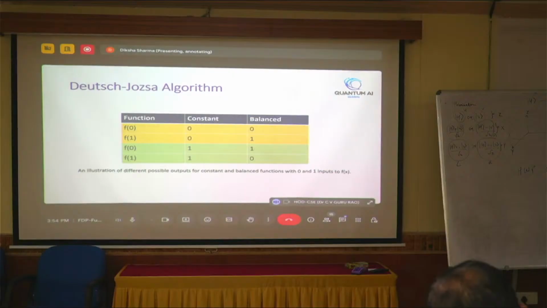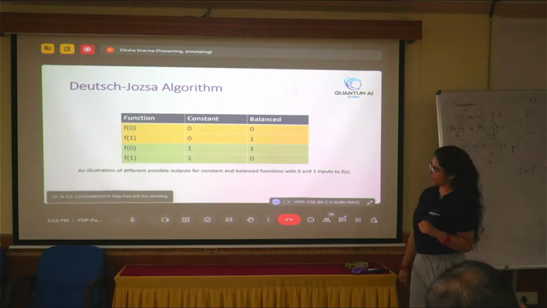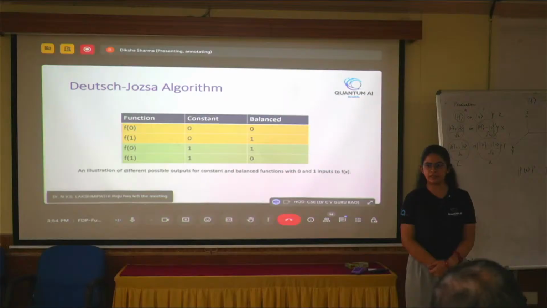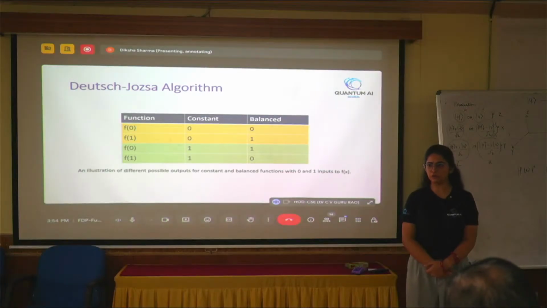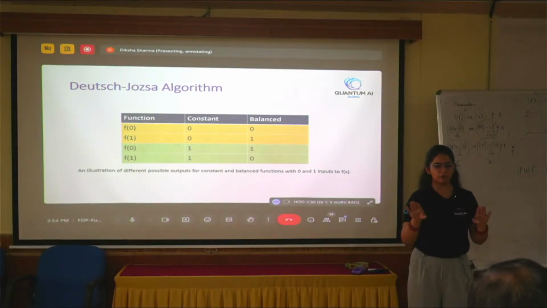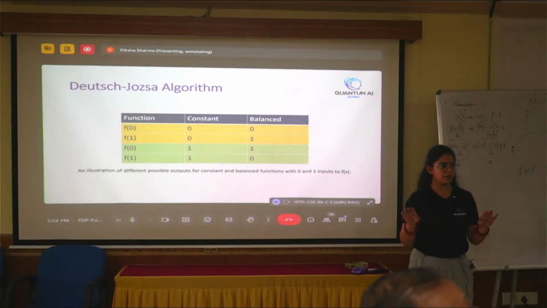Now the problem here is, of course, whether this function is constant or balanced. Using a classical computer, with our own thinking, how do we understand whether a function is constant or balanced? We try to give it one input and see what output it gives. But with a single input and a single output, we will not be able to understand whether the function is constant or balanced.